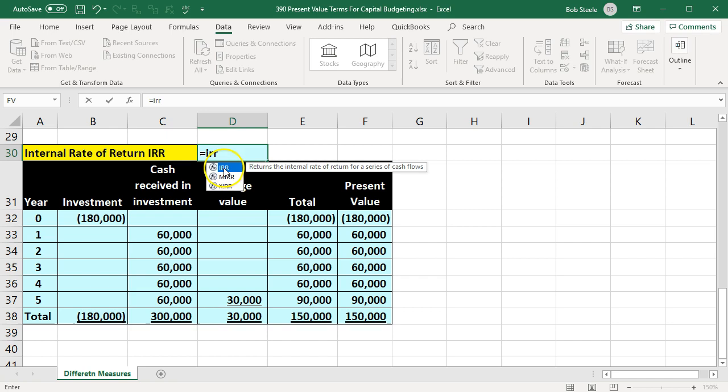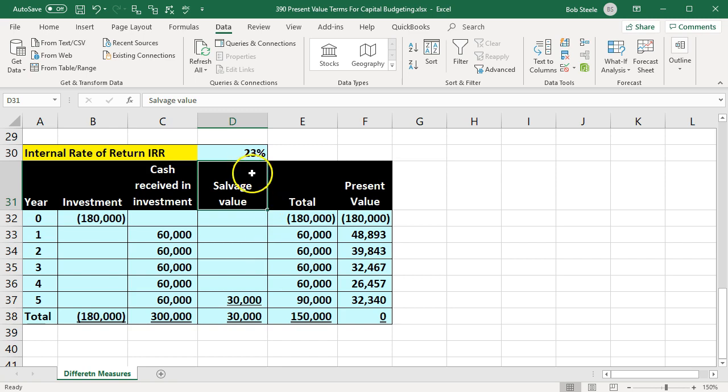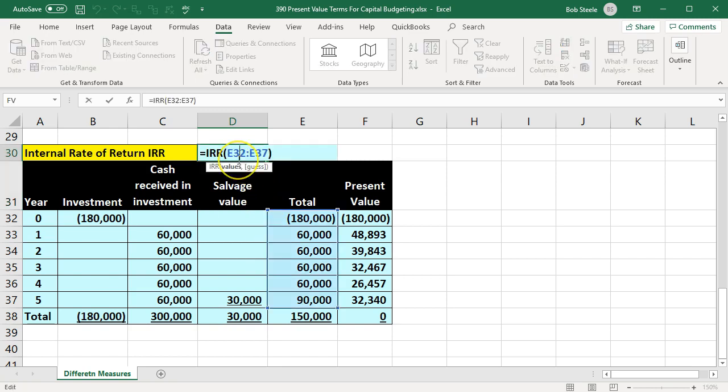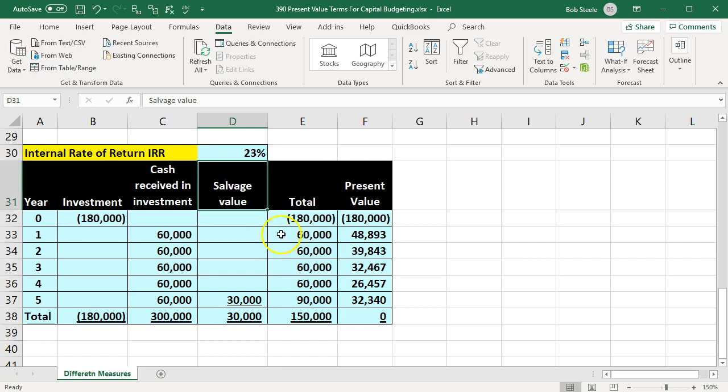Internal rate of return, double click that. And then all we have to do is pick the series of numbers. So it's years 1 through 5. I just pick the series 1 through 5 and say enter. And then it'll use that formula to take that series and basically do what we did in this table with the goal seek and figure out what rate this should be to make this 0.